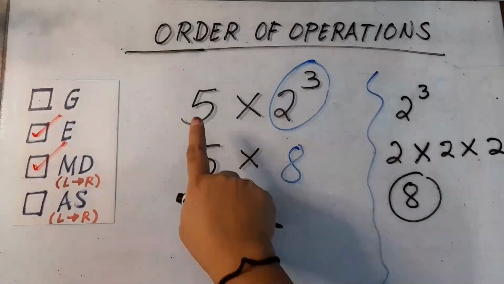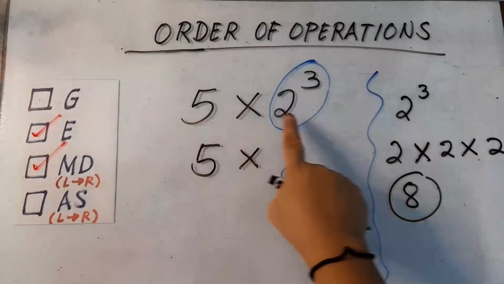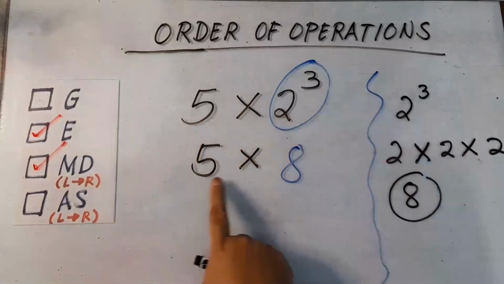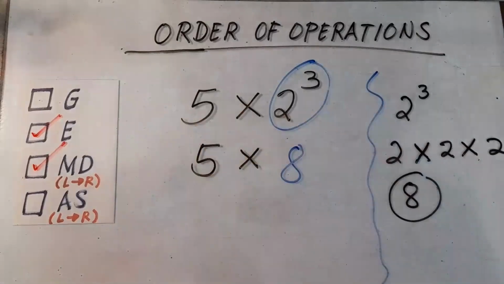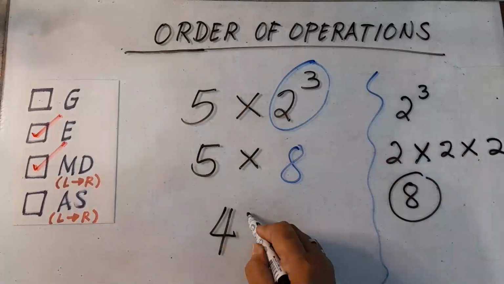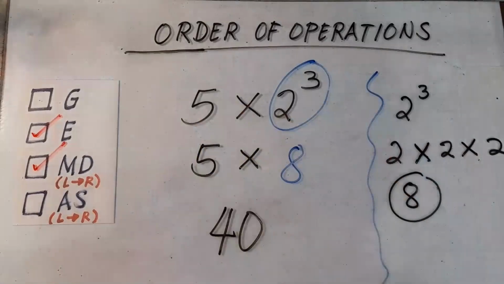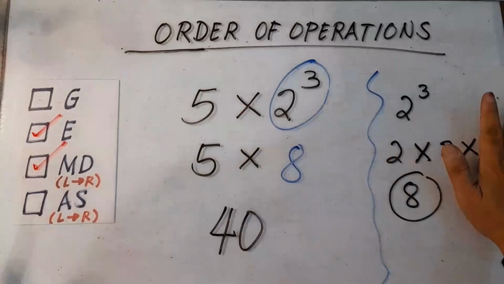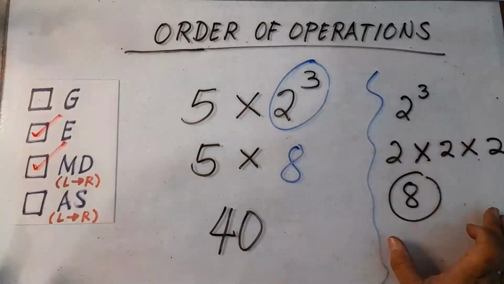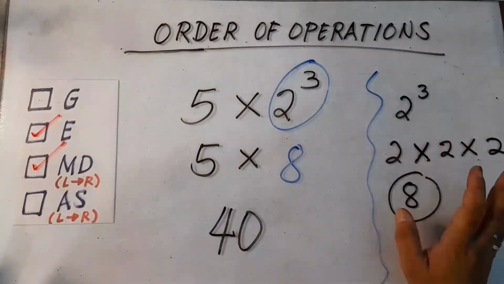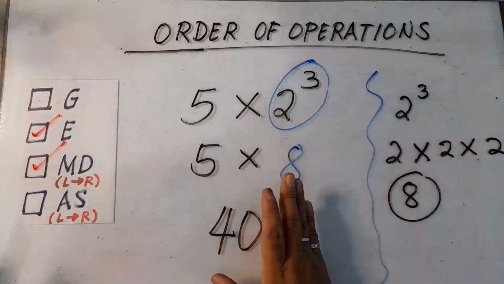Then, kopyahin natin yung ibang part ng expression natin, which is 5 times. So, we'll have, instead of 5 times 2 raised to 3, we have 5 times 8. And what is 5 times 8? That would be 40. Okay? So, pwede tayong gumawa ng ganitong computation on the side para hindi tayo malilito dun sa ating order of operation.